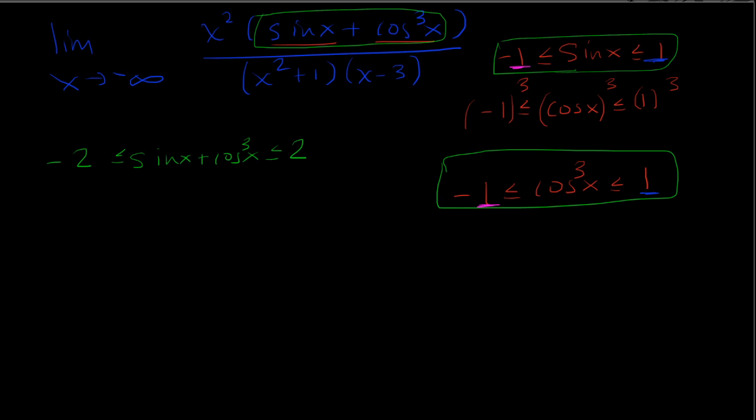So now I have everything in that parentheses, so I just need to multiply it by x squared. So I have -2x squared less than or equal to x squared times the quantity sine of x plus cosine cubed, less than or equal to 2x squared. Okay. So next we need the two pieces here.